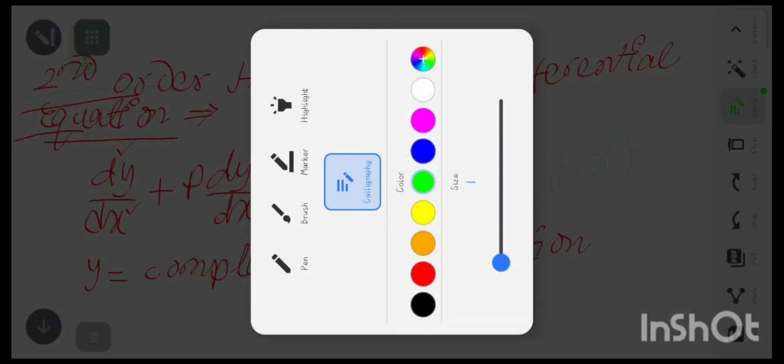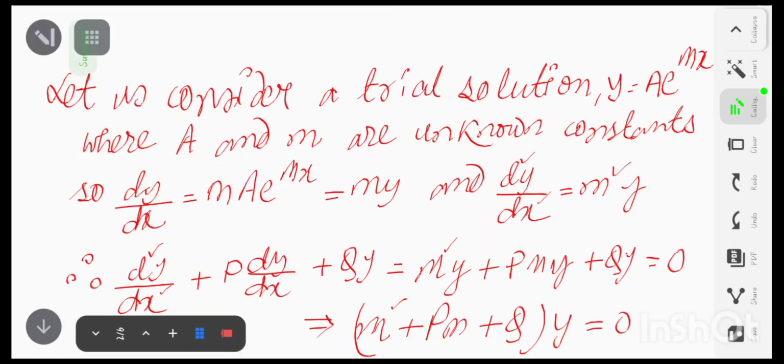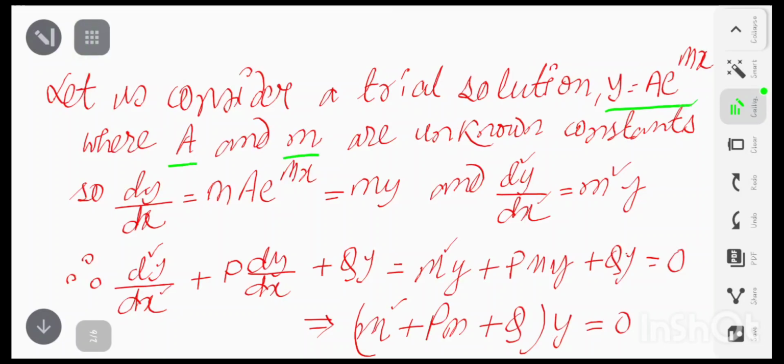Okay. Now to solve this kind of equation, we have to consider y, that is a function of x, as a trial solution. Okay, so let's consider a trial solution, that is y equals a e to the power mx, where a and m are unknown constants.